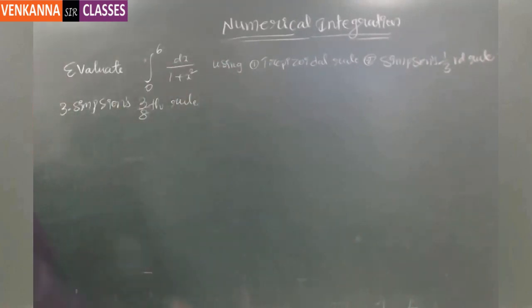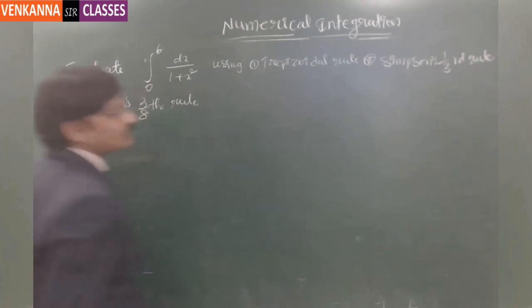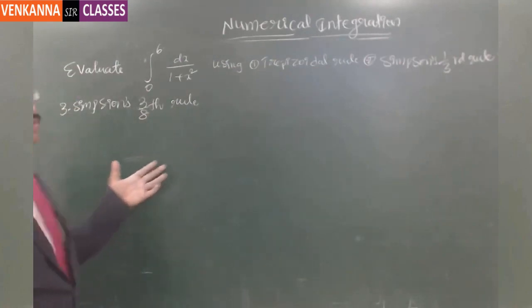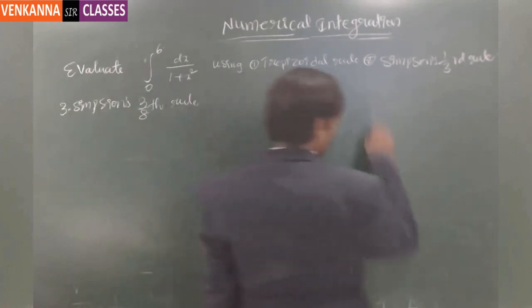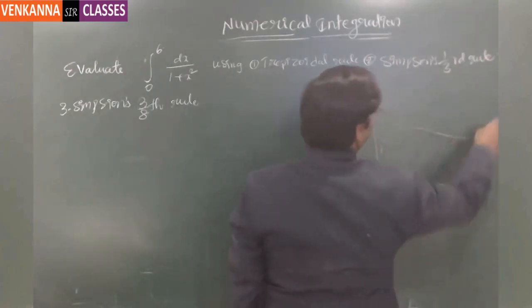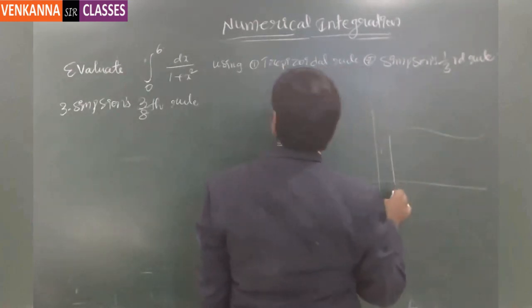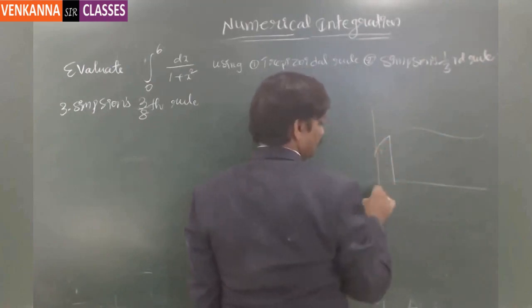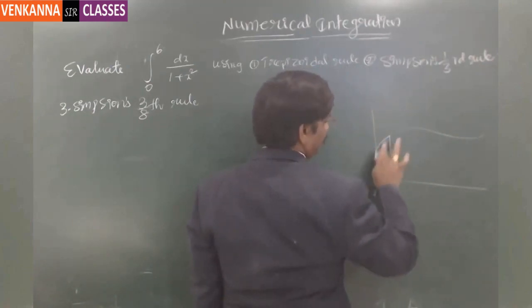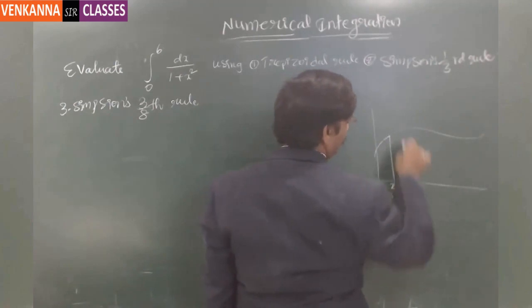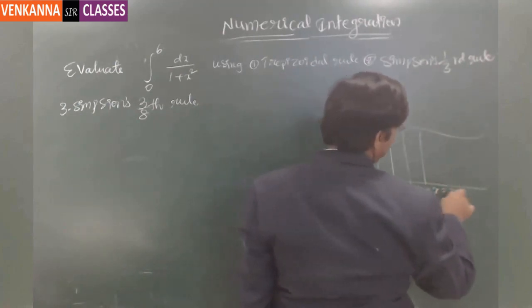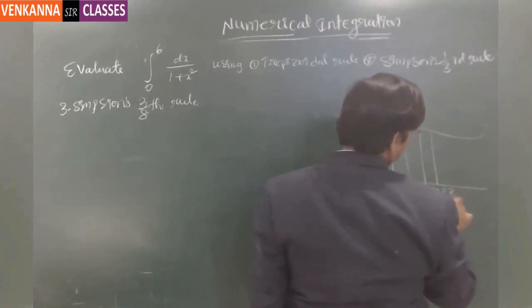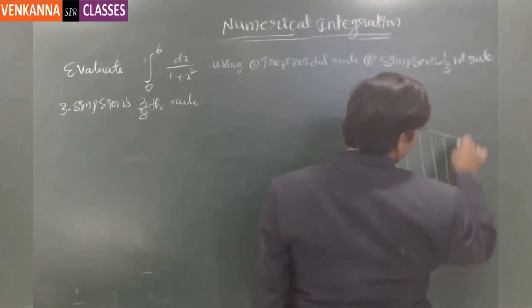Now here, if you are using the trapezoidal rule, we can divide this into equal intervals of 6 intervals starting from 0. So taking a random curve like this, this is going to be 0. So x is equal to 0, and then x is equal to 1, x equal to 2, x equal to 3, x equal to 4, 5, and 6.